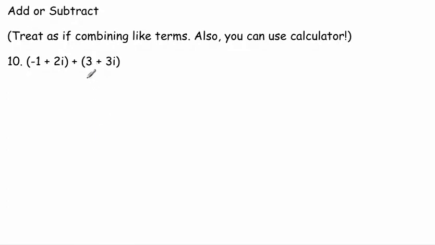You can also add and subtract these, so we're going to treat them as like terms. You can use a calculator on this, and I'll show you. So since this is addition, I'm going to basically just drop all my parentheses. So negative 1 plus 2i plus 3 plus 3i. Now, negative 1 plus 3 is 2. And then 2i plus 3i is 5i. Okay, we can also do that with the calculator, so let me get that pulled up and I'll show you how.